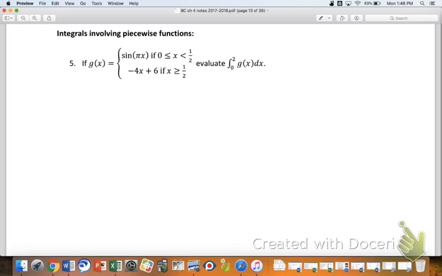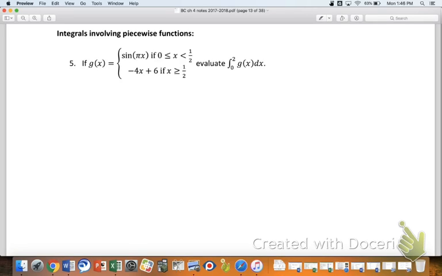Hey guys, listen up. To evaluate a definite integral, you got to have continuity. And there are ways around that, and this is going to be one of those ways. Later on, we're going to be working with integrals of functions whose graphs have vertical asymptotes. That's clearly a discontinuity, and how do we deal with that? Well, we'll get to that stuff later.